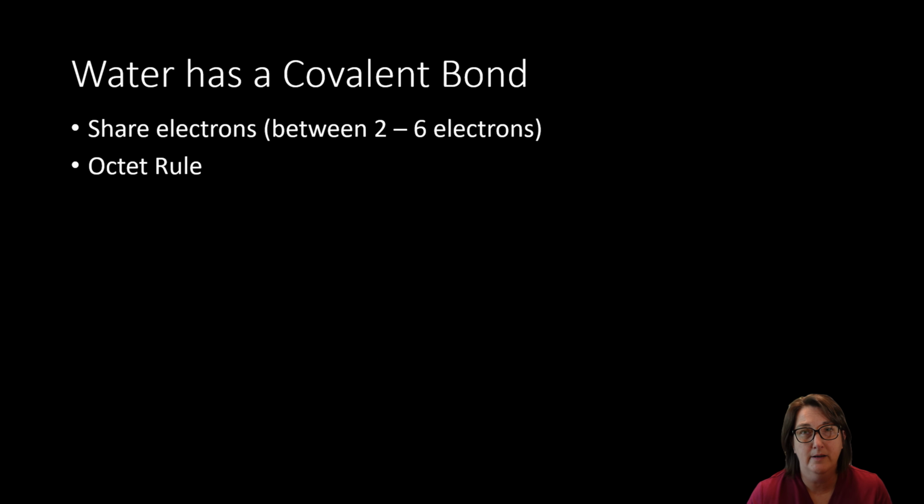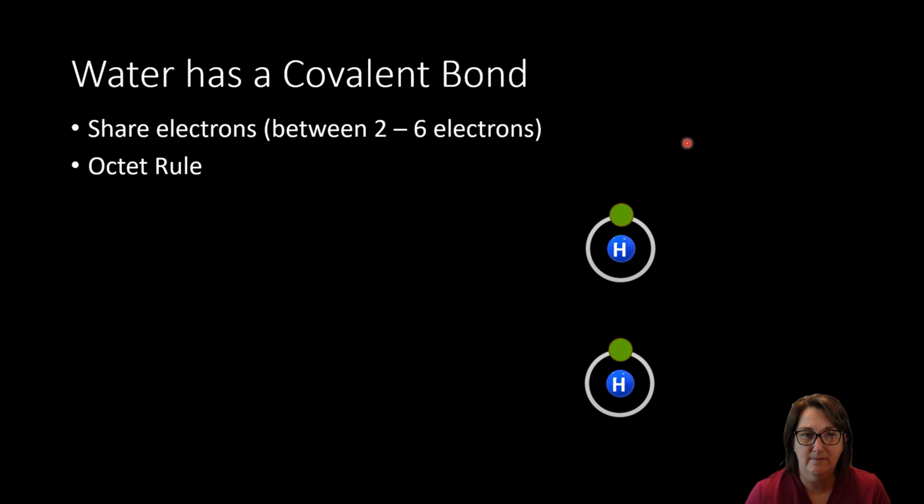Water has a covalent bond, so that means it shares electrons. It goes back and forth. Atoms can share between 2 to 6 electrons in a covalent bond, and they want to go with what's called the octet rule. So the octet rule is the rule of 8.